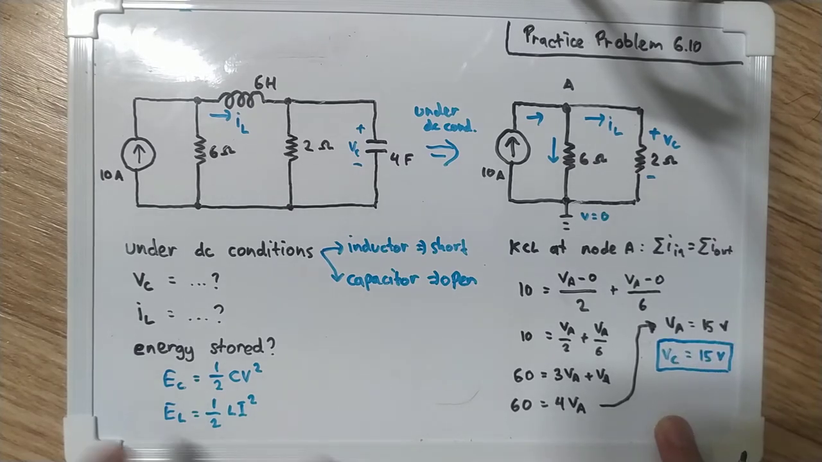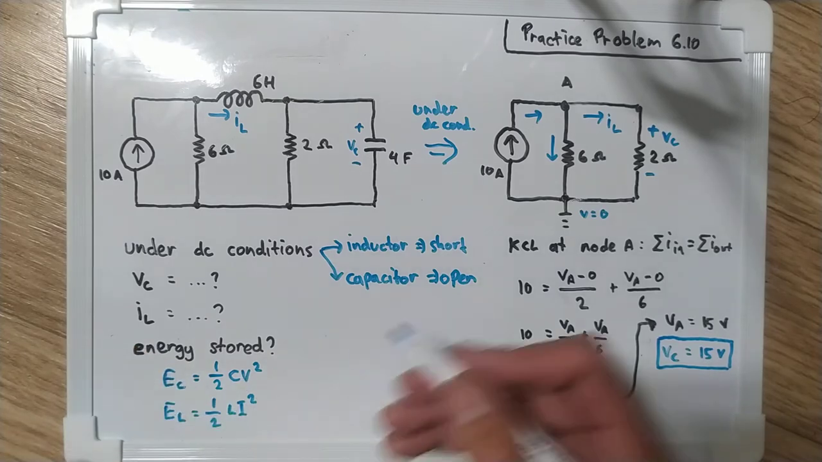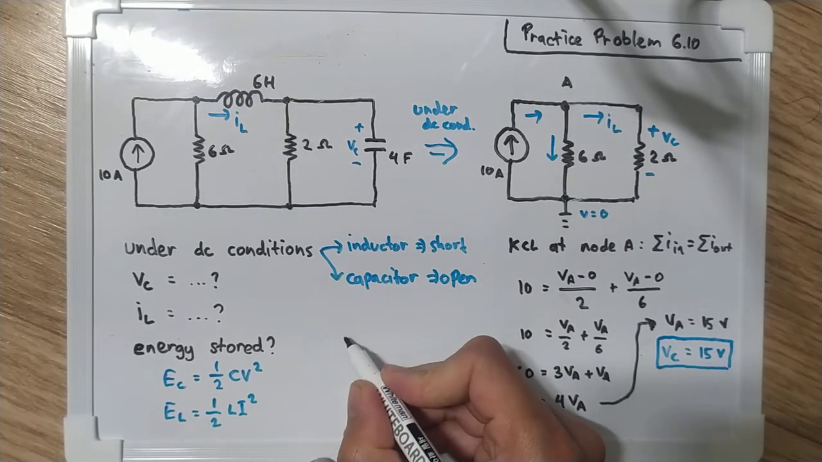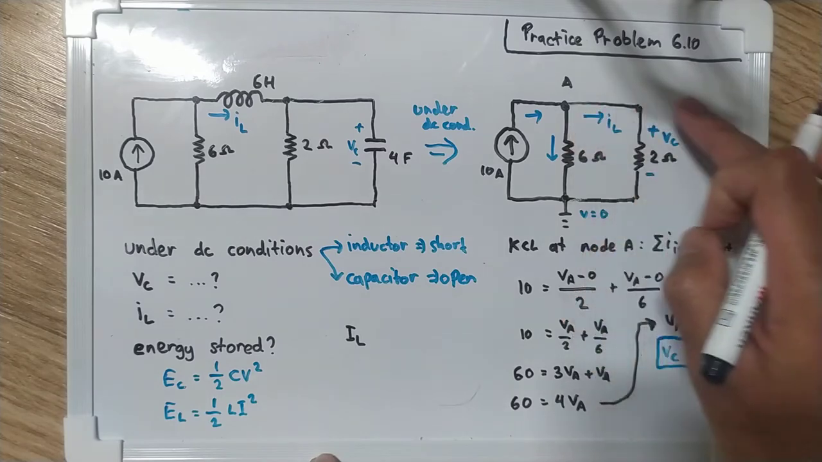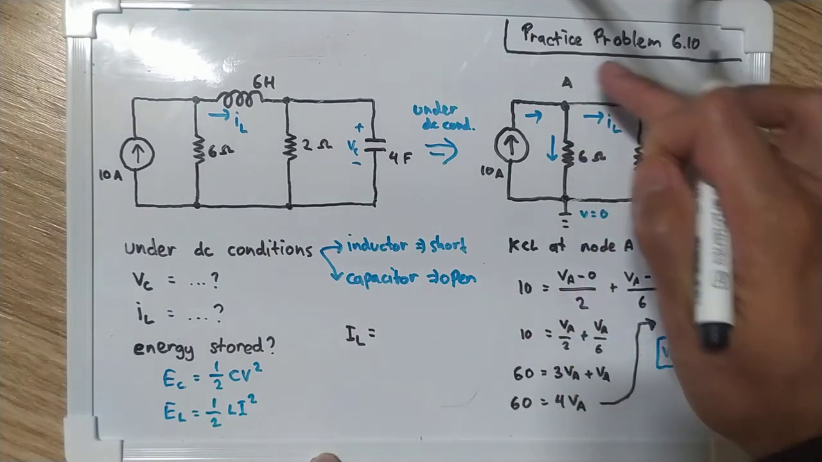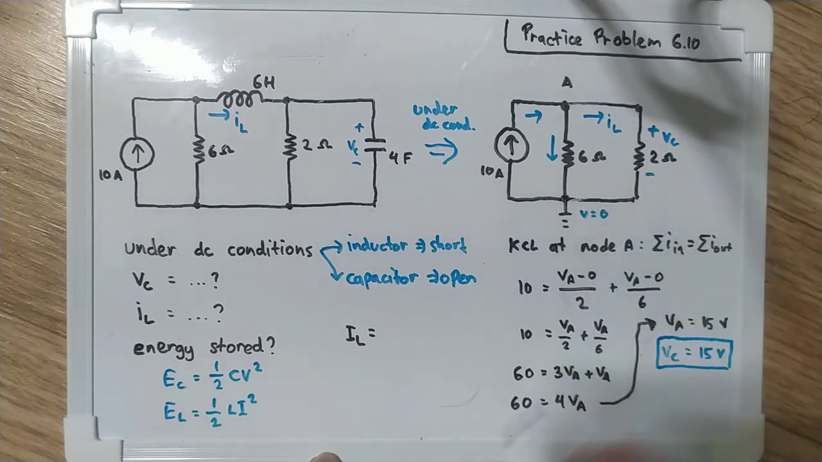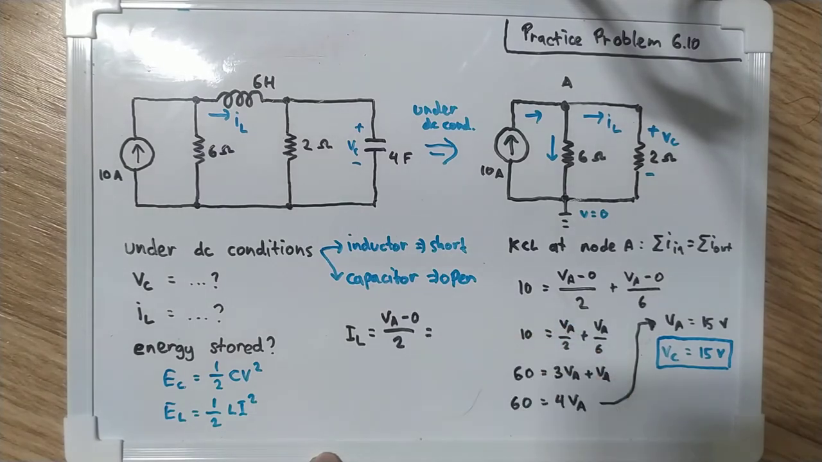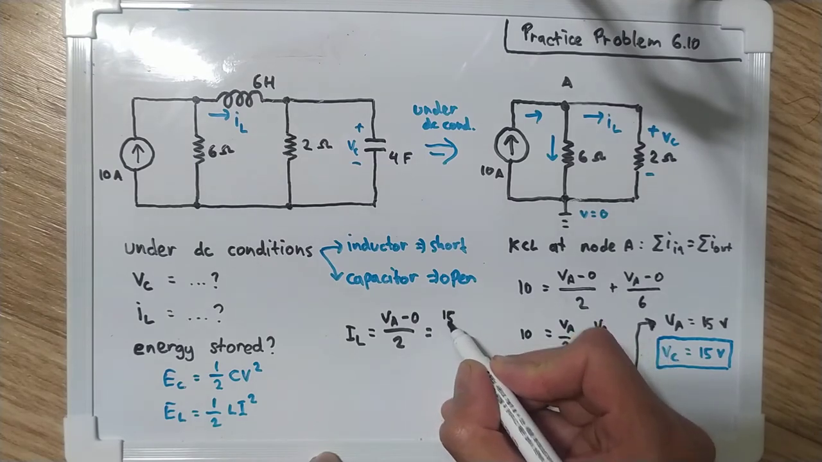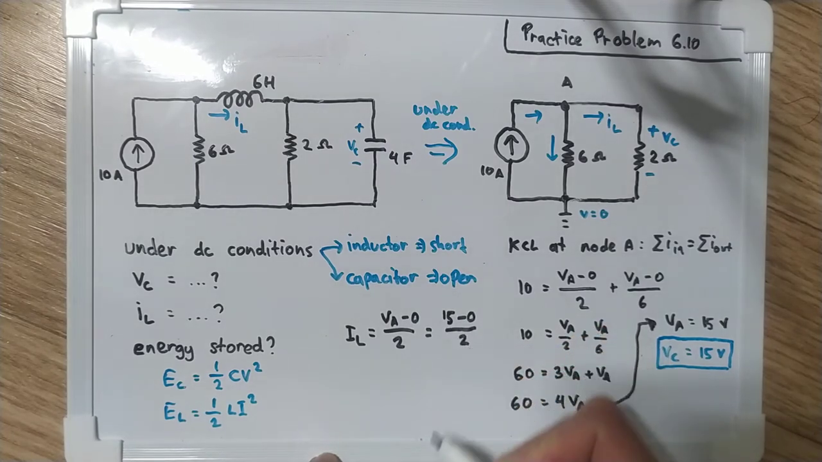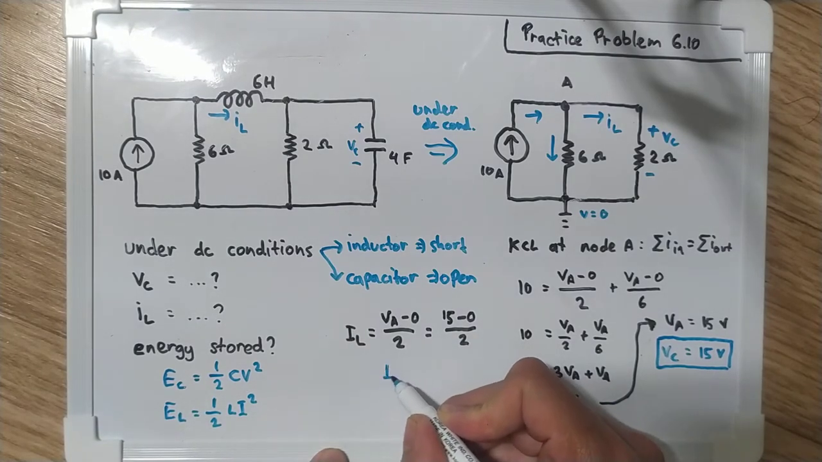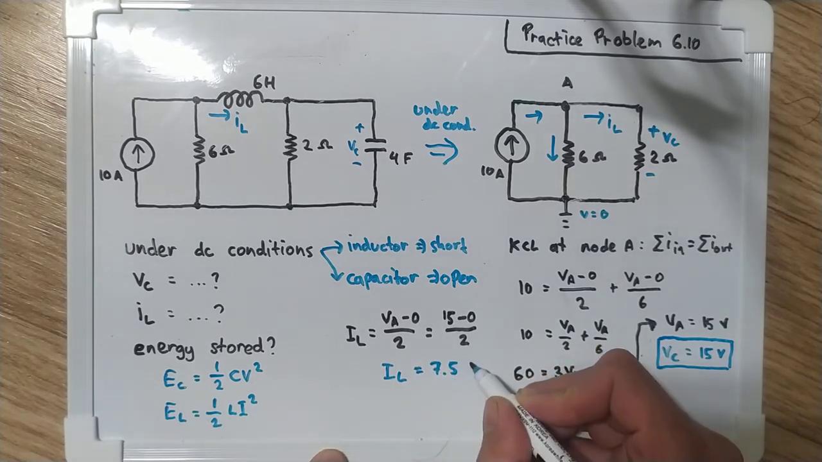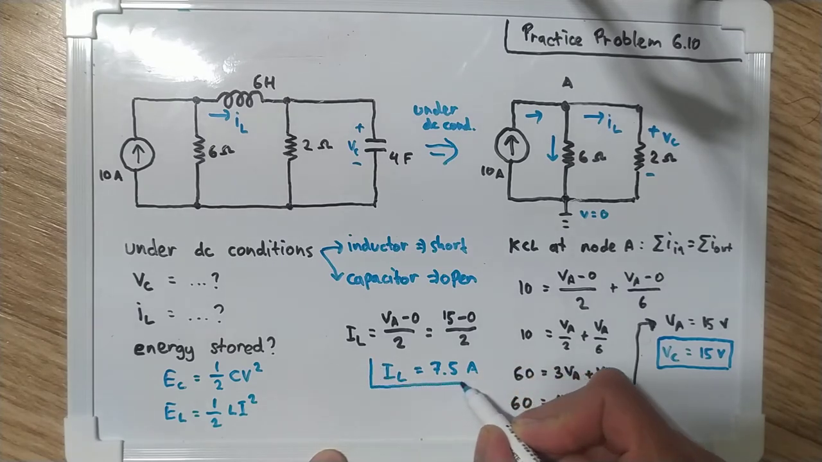Okay, now from VC we can find IL. Okay, let's do it here. IL is the current that passes through this 2 ohm resistor. So the value is VA minus 0 divided by 2, and VA is 15, so we have 15 minus 0 divided by 2. So IL is 15 divided by 2, which is 7.5 ampere.